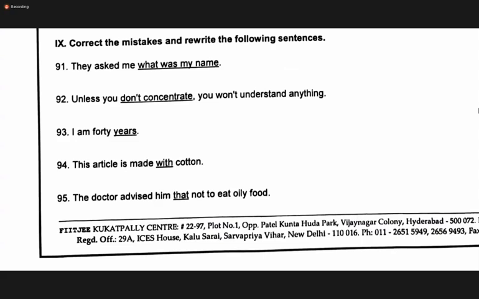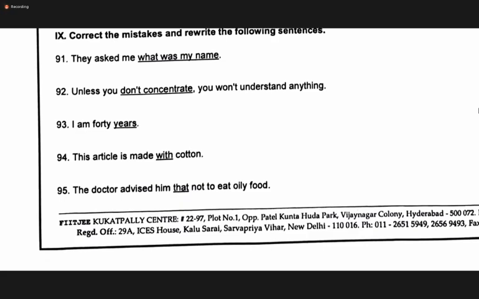92. Unless you don't concentrate, you won't understand anything. Unless you concentrate. Unless already has a negative meaning. Unless means if not. That is why don't use again not after unless. Remove don't. Unless you concentrate, you won't understand anything.